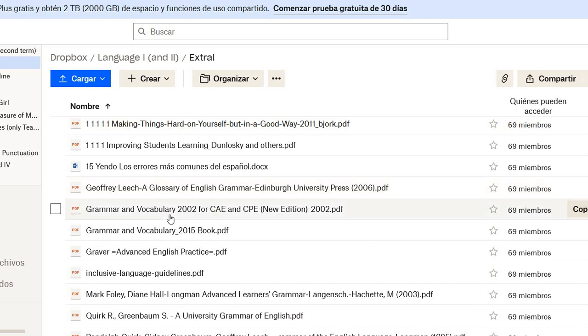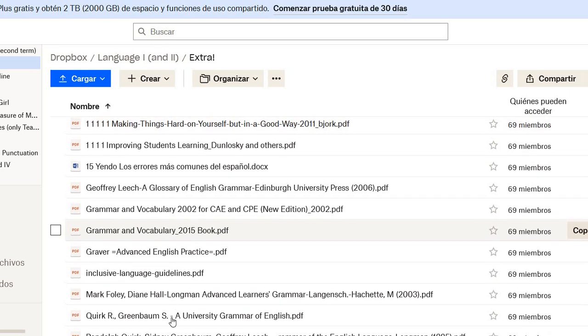This one, Grammar and Vocabulary for CAE and CPE, is a book you should use next summer, I would say, right? To get you started for the second term. Now, Grammar and Vocabulary from 2015. This one, Graver, which is a very old-fashioned book. This one, Foley, are all three books for practice, right? This is very old-fashioned, right? This is what I used when I was a student. But they will make you practice tenses and everything we see in advanced language practice.